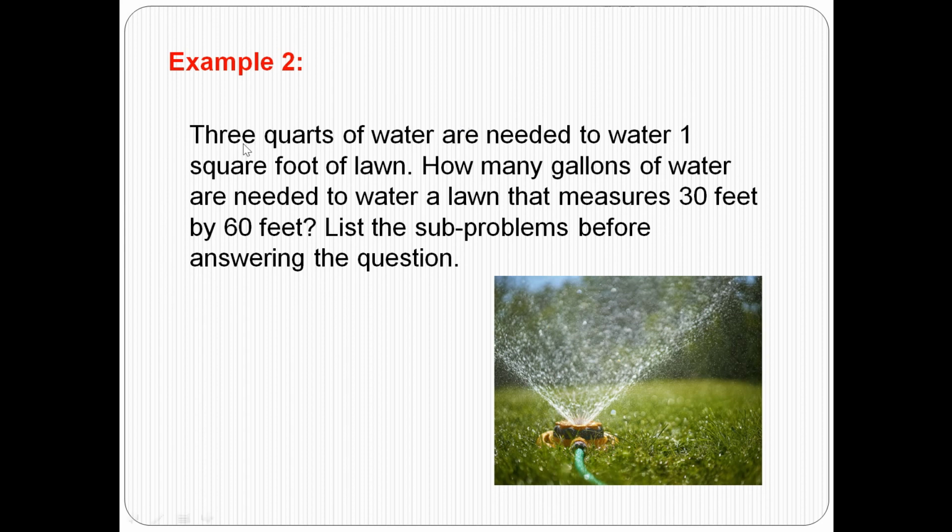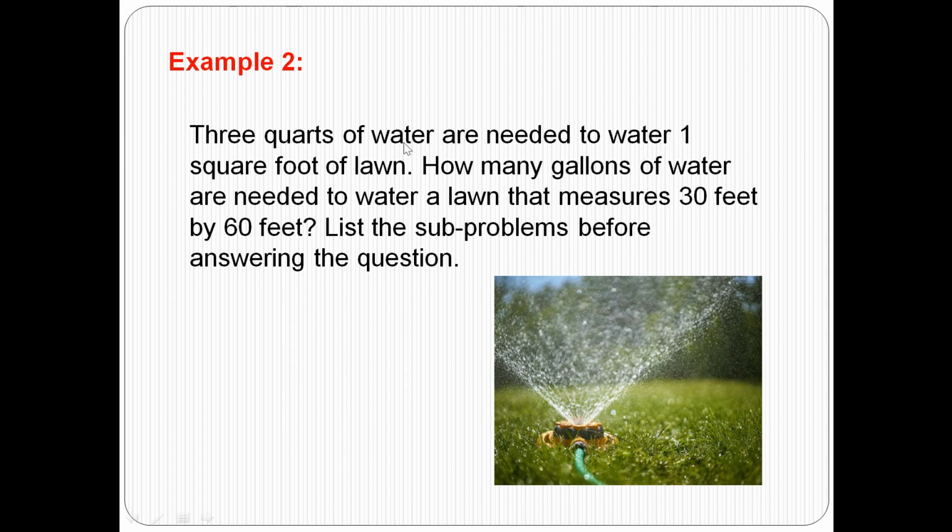The first statement is saying 3 quarts of water are needed to water 1 square foot of lawn. I notice that I have several units, so maybe my focus should be on the units, but we'll see. The second statement is saying how many gallons of water are needed to water a lawn that measures 30 feet by 60 feet. So what do you notice? The first statement is given the amount of water in quarts. In the second statement, the question is to find the amount of water in gallons. So one of the subproblems that you need to figure out is how many quarts are in a gallon.